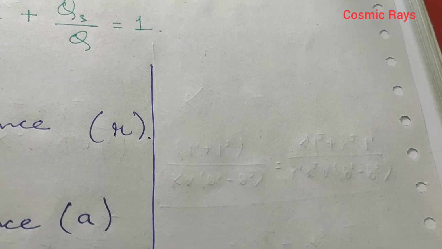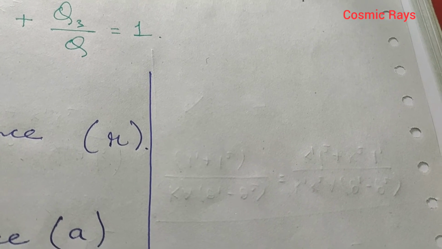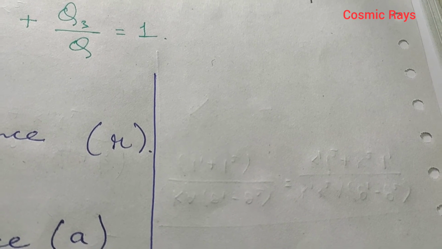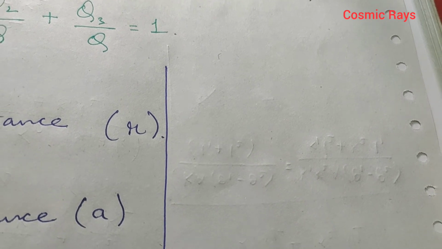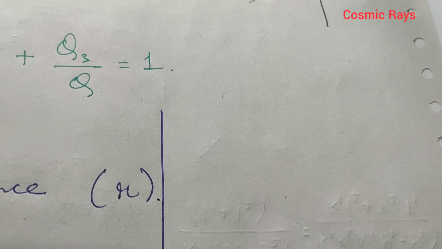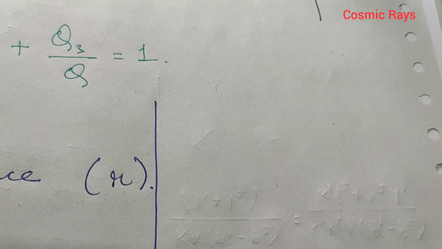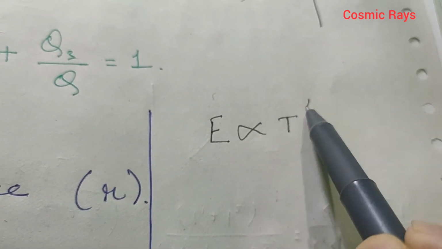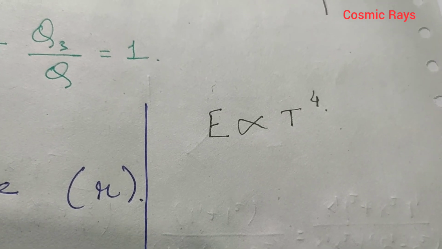So we also define a perfectly black body as one which will absorb all the radiations incident on it of all wavelengths, and it will also emit radiations of all wavelengths when heated to a very high temperature. When we heat a perfectly black body, the emissive power depends upon the absolute temperature, and the relation is given as E directly proportional to T to the power 4, where E is the emissive power and T is the absolute temperature.